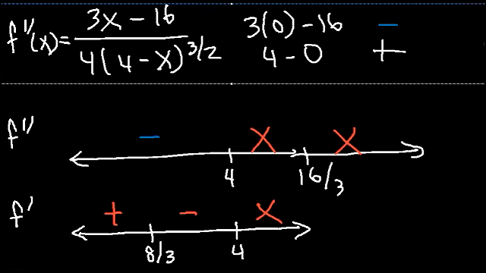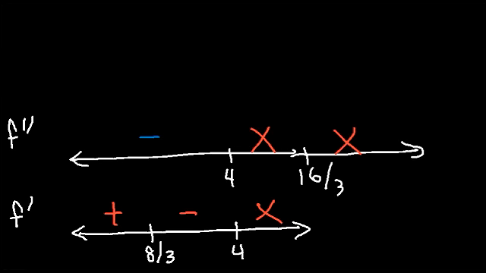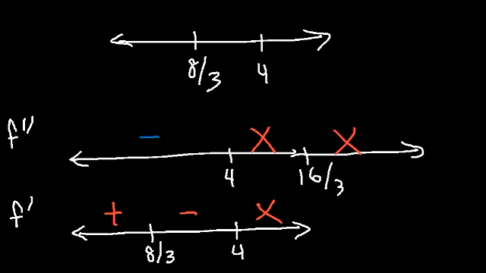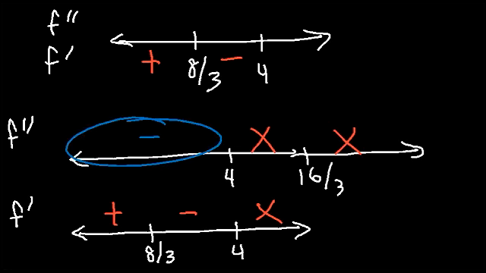So now let's combine the two number lines into a single number line. Let's put the second derivative on top and the first one on the bottom. So the first derivative is positive when it's less than 8 over 3, and negative between 8 over 3 and 4. Now the second derivative is negative everywhere less than 4. So that includes both of these two regions.